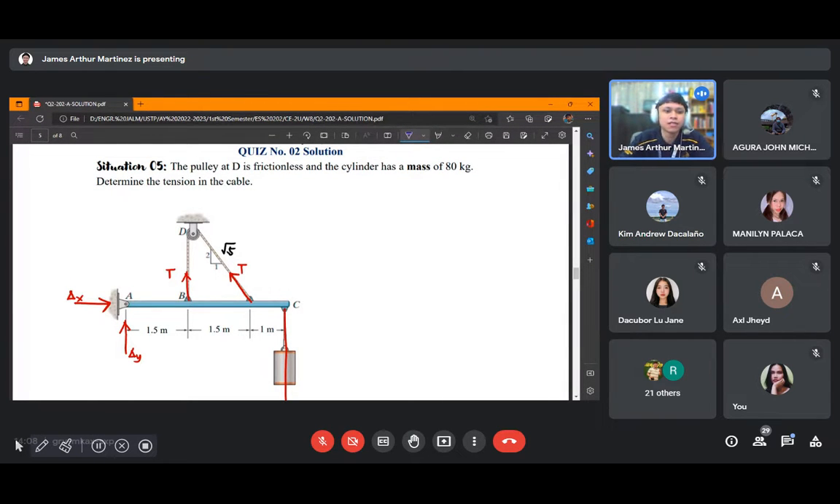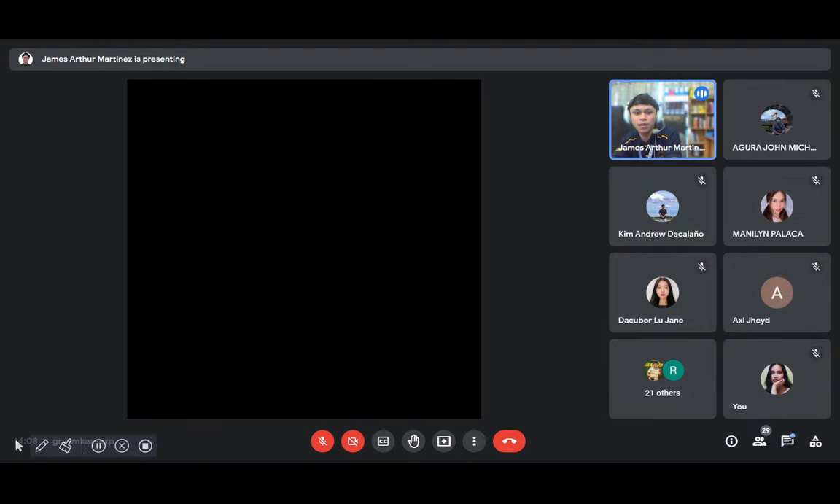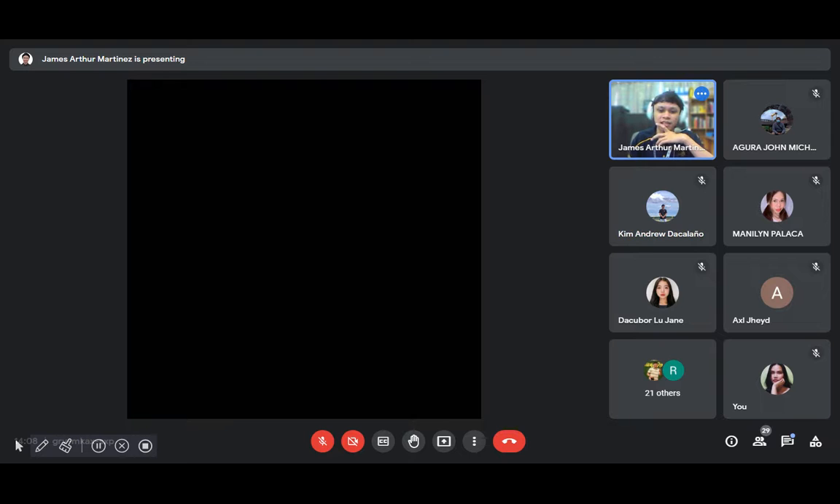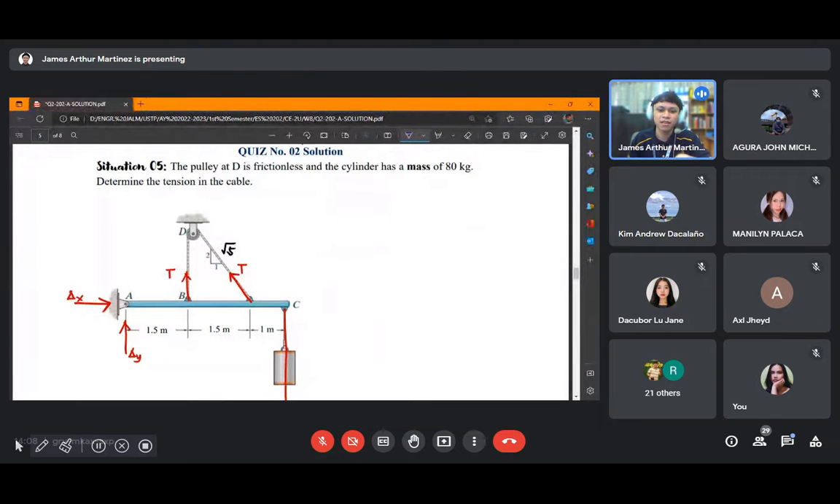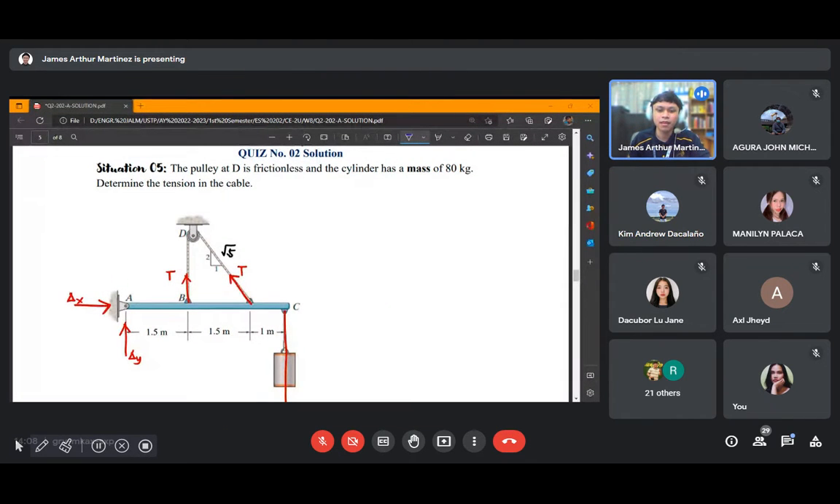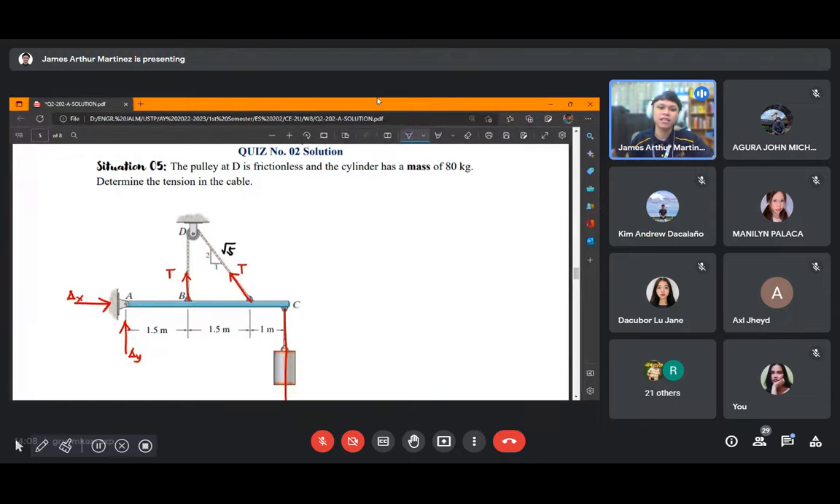So anyway, going back to this problem. Okay. So you have here pulley at D rather, is frictionless. And the cylinder has a mass of 80 kilograms. Take note, mass ang gihatag, of the cylinder.